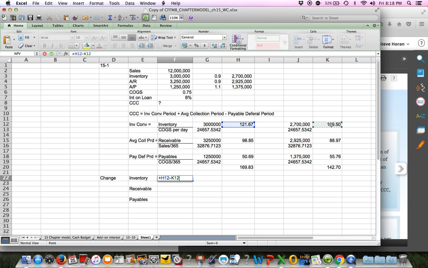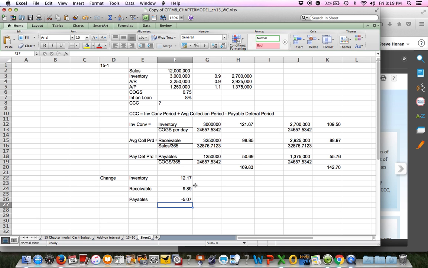And we'll let the spinning wheel think about this. There we go. And so it's 12.17. Then we'll do the same thing with the receivables. We had the base case of 98 minus the new number of 88.97. We'll let that think through. And then we've got the payable side, which is the 50. And we're on purpose making this number bigger, right? We're slowing down our payments. That goes up. That means we keep more of our cash.